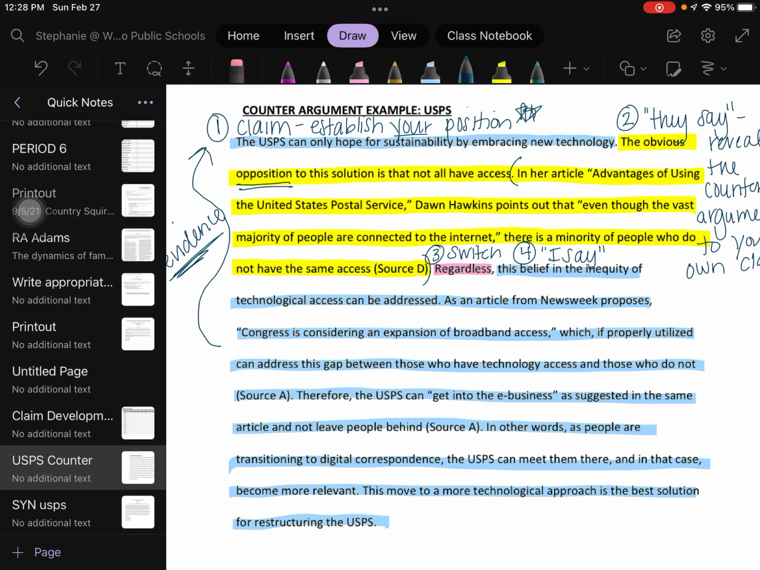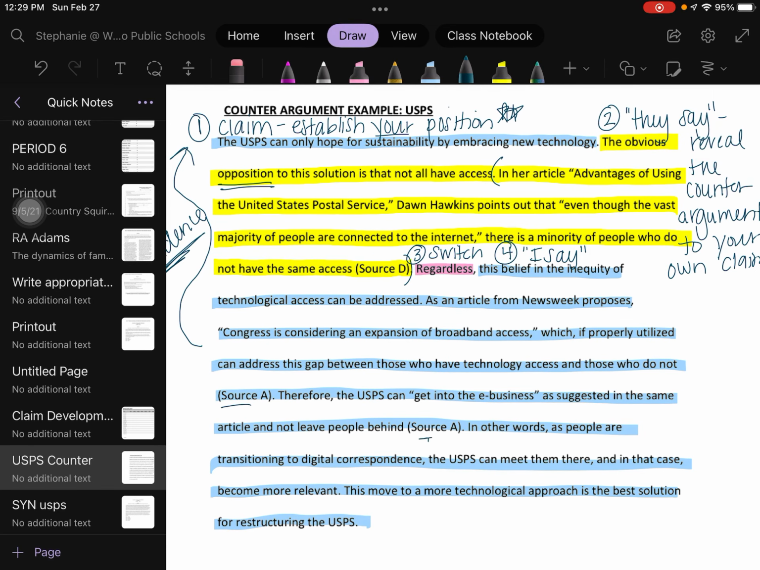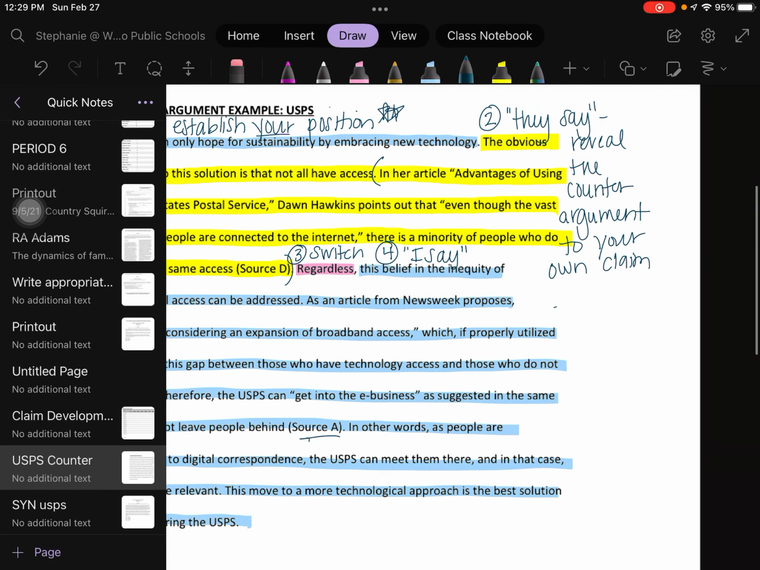So let's break down the different parts of this I say section. So it starts with this belief in the inequity of technological access can be addressed. As an article from Newsweek proposes, Congress is considering an expansion of broadband access, which, if properly utilized, can address this gap between those who have technology access and those who do not. Therefore, the USPS can get into e-business as suggested in the same article and not leave people behind. So, because we can see that these are citing sources over here, this is the fifth piece we need, evidence.